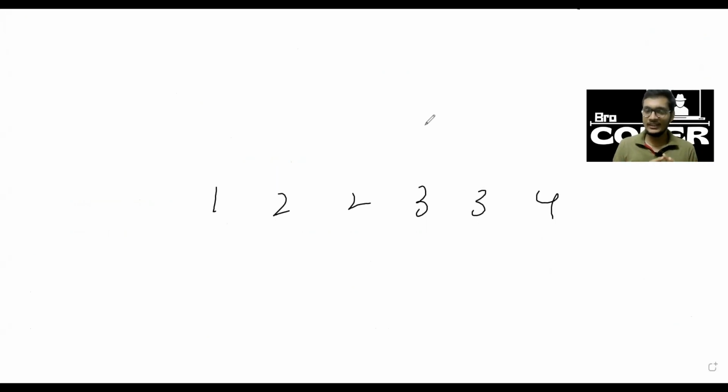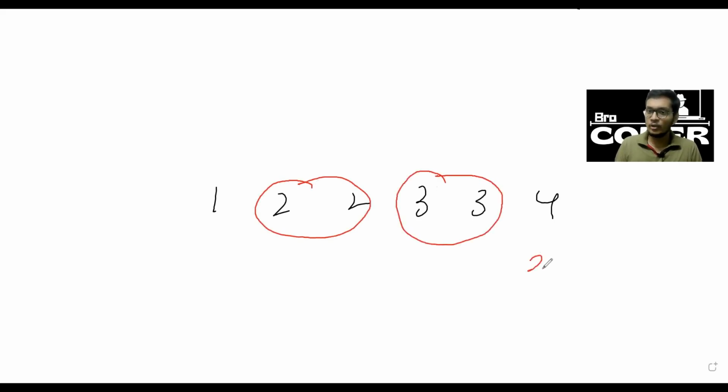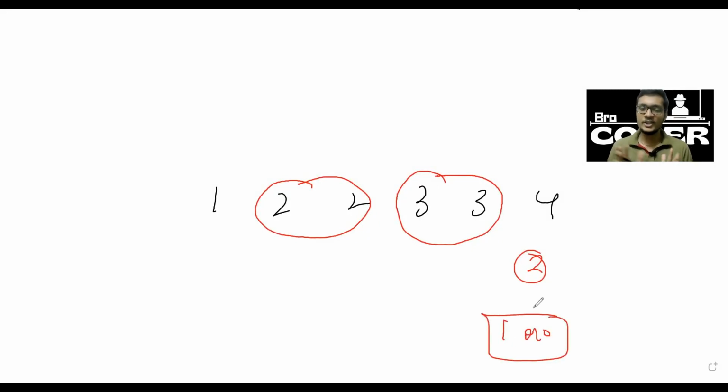At the end, you wish that in the entire array, two adjacent elements to be equal, there should be only one pair. What do I mean? Like in this array, these two adjacent elements are equal. These two adjacent elements are equal. So there are two pairs of adjacent elements. But your target is that at the end, there should be one pair or zero pair. This is your target.